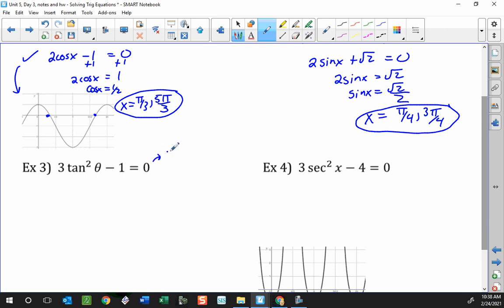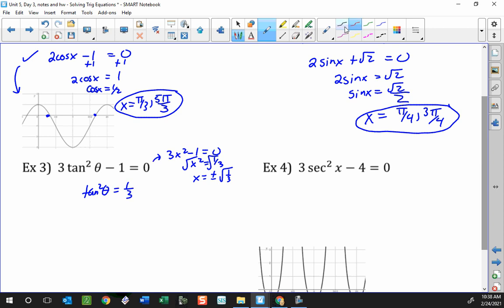Imagine this was the problem 3x squared minus 1 equals 0. I would move the 1 over, divide by 3, so I'd get x squared equals 1/3. Then I would take the square root of both sides to keep solving that, and we'd get x equals plus or minus the square root of 1/3, right? So we're going to do the same thing here.